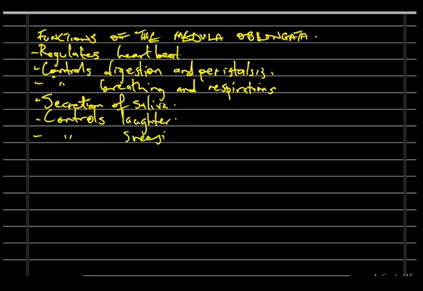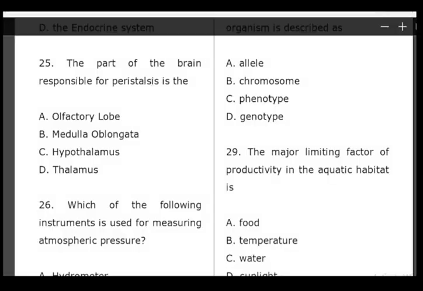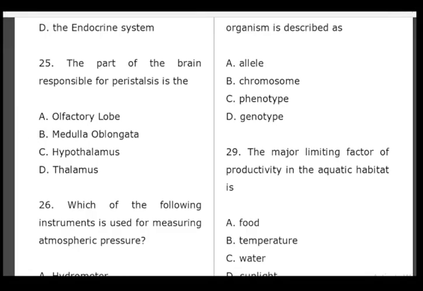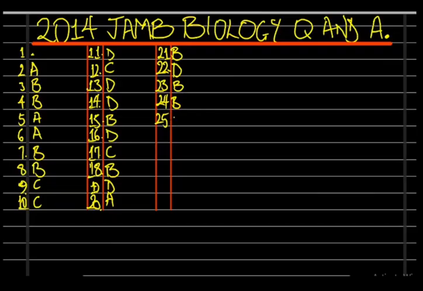So these are a few of the actions of the medulla oblongata. So we can see that it is responsible for peristalsis here, like the question has asked us. So that is the answer to the 25th question there. That is the medulla oblongata, option B.